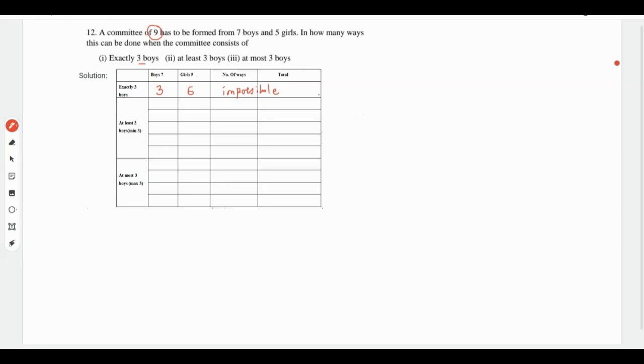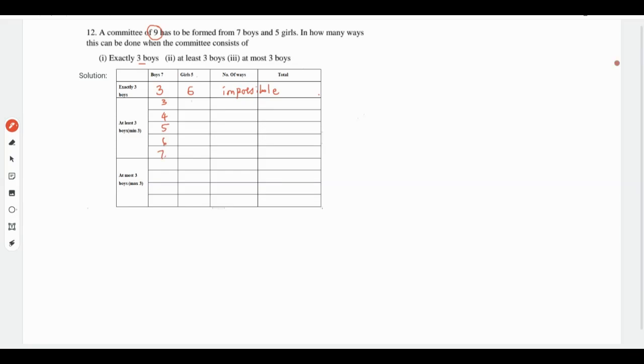Then moving on with the next one, at least 3 boys means we should have a minimum of 3 boys. So it can be 3, 4, 5, 6, and we can have 7. We can have a minimum of 3, and it can go till 3, 4, 5, 6, and 7.